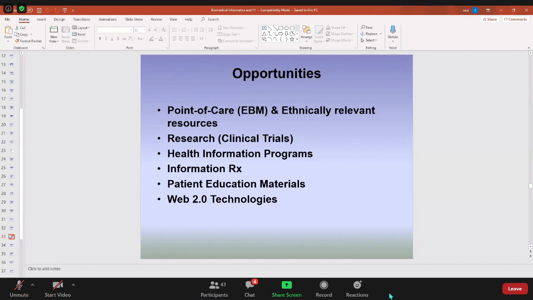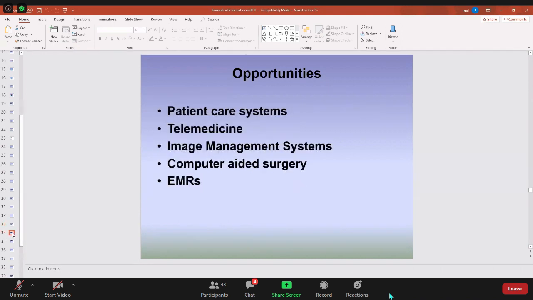Now if you look at what opportunities lie around with all this health informatics, there are point of care, ethically relevant resources, research or clinical trials, health information programs, information retrieval, and patient education materials, web technologies, and all these opportunities related with healthcare informatics, health informatics, medical informatics, and also biomedical informatics. So patient care systems, telemedicine. You look at telemedicine nowadays, it is so common.